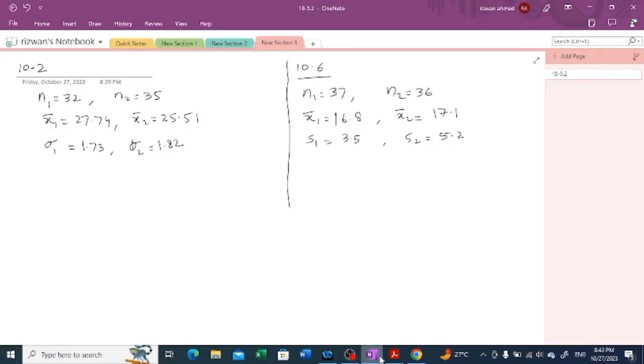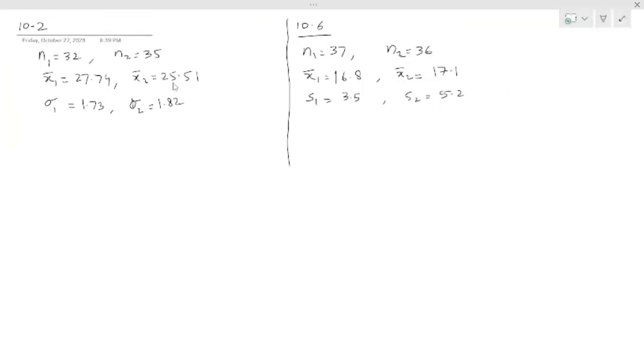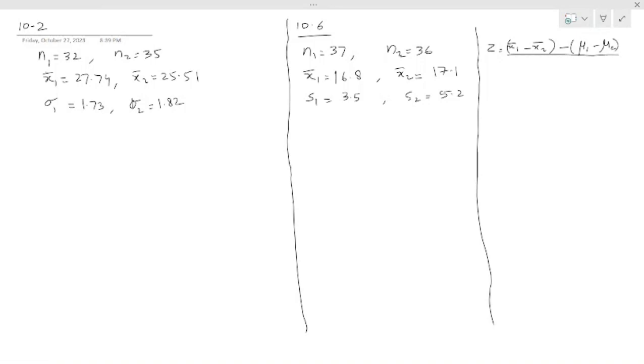Now, students, we will talk about the application of confidence interval for the difference between two population means for large samples. I'm now first going to derive the formula and then we will start answering the question. This is the Z formula that we are given, and we did discuss the application of this formula in the previous lecture.